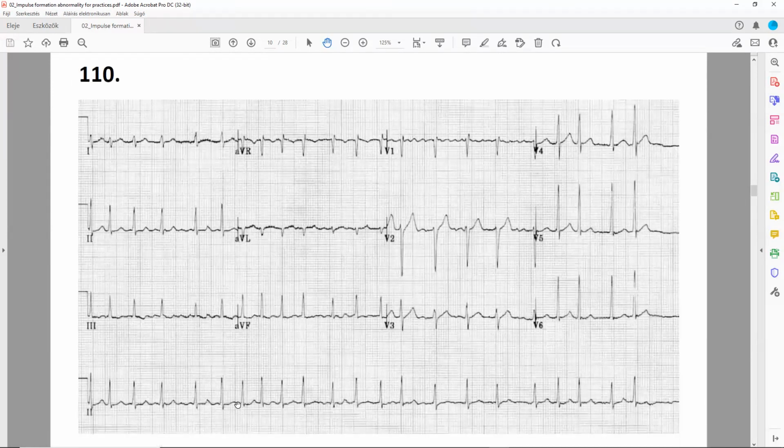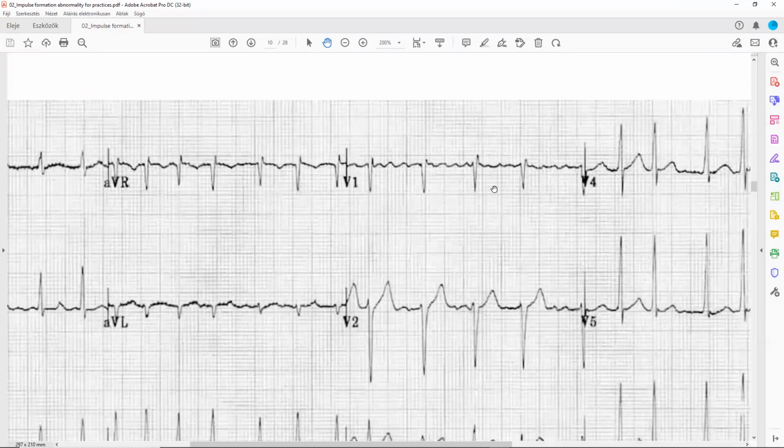110? Okay, so it's non-rhythmic and the heart rate is 140 beats per minute. And then the first lead is equiphasic, so the electric axis or QRS axis is 90 degrees positive. Okay, good. And what else? Impulse formation center. Yeah, okay.